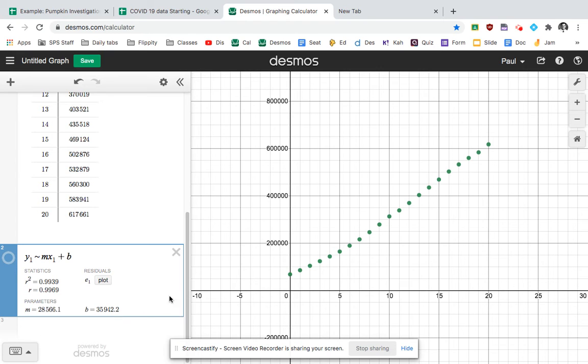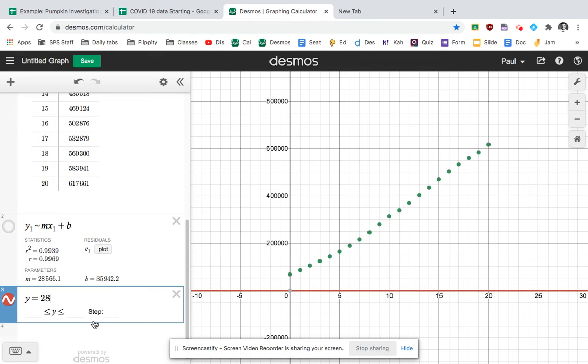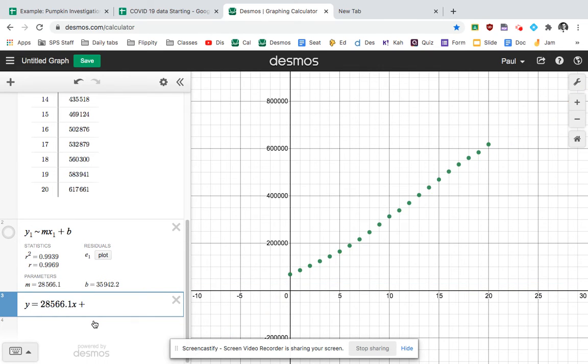If I just wanted to graph that equation, I would write y equals, my slope according to this is 28,566.1 x plus 35,942.2. So that's my line of best fit. If you graph both, one on top of the other, it's the same exact line.